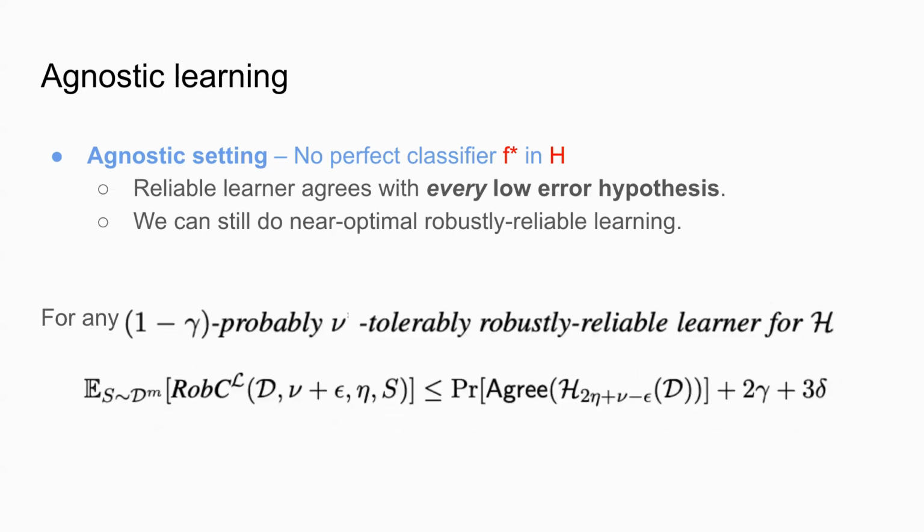And again, we have a corresponding lower bound as well. So there is some gap in this case. There's a gap in terms of the new terms, where we have an agreement region of 2 eta plus nu minus epsilon as the probability mass, which we show that any robustly reliable learner which satisfies the definition must have probability mass of its robustly reliable region at most this.